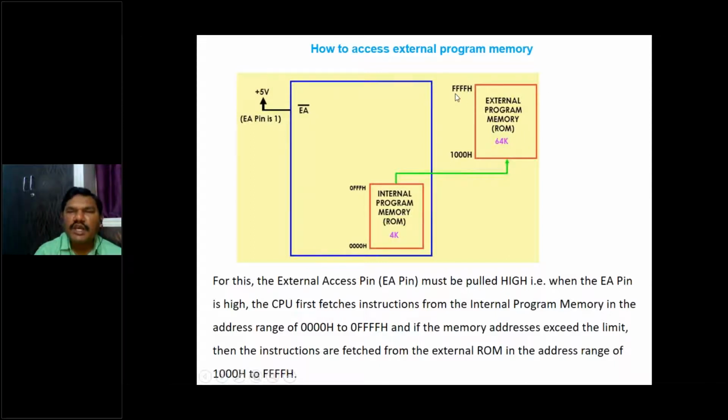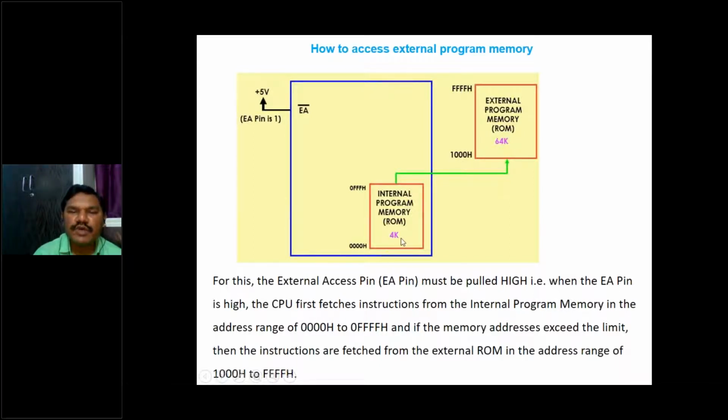64 KB means 2 power 16, which is 16 ones. 4 ones is the equivalent of 1 F, so I have taken 4 Fs. So this is 1300. Why is it 1300? After 0FFFH, 0 will be set, and the remaining are all set to 000. That we know. After F, which means 15, 16 will be written as 10H. Like that, after 0FFFH it is written as 1000H.